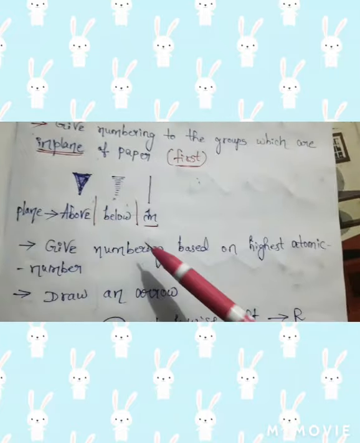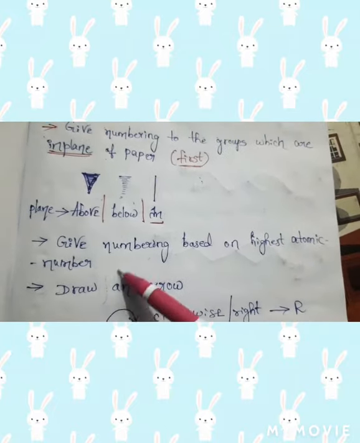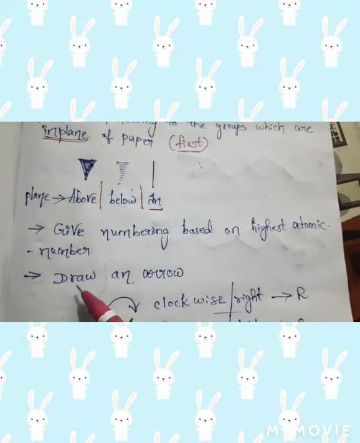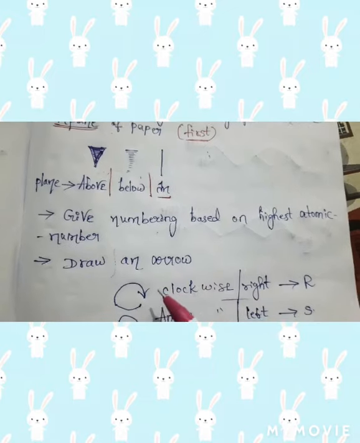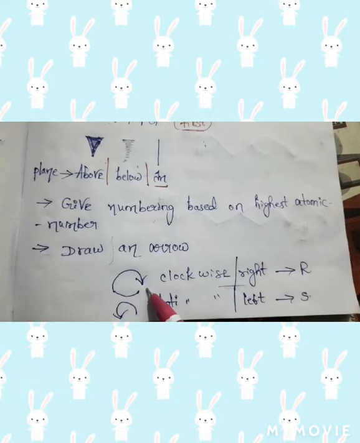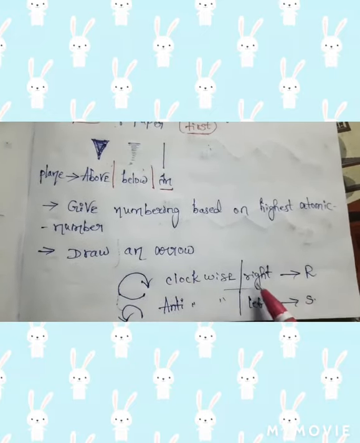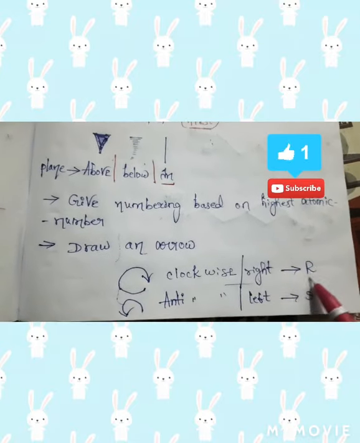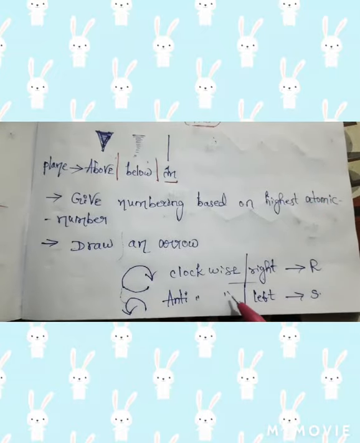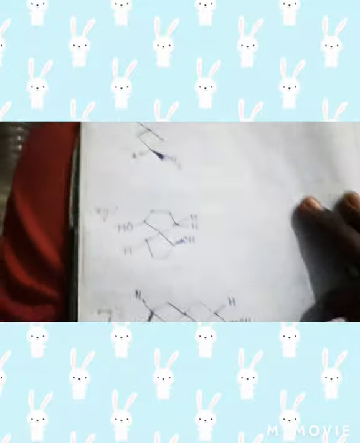Next, give numbering based on the highest atomic number. After that just draw an arrow. Similarly, in allene compounds we discussed this arrow marking. If the arrow is clockwise, towards the right side, that is R, rectus. If the arrow is towards the left side, anti-clockwise, that is S. Now let us take some examples and try to assign R and S.